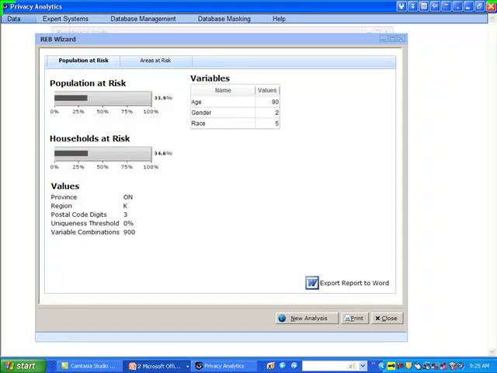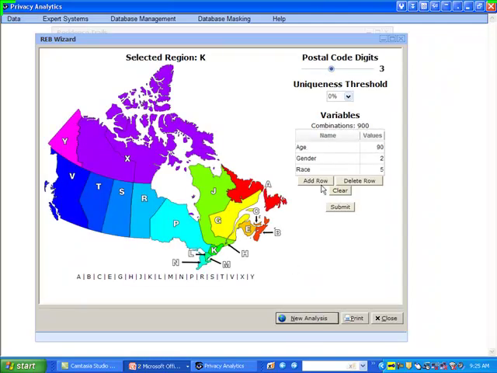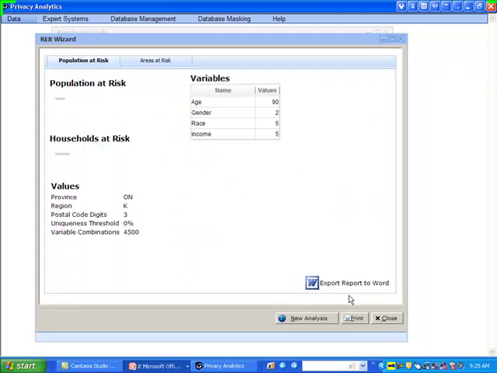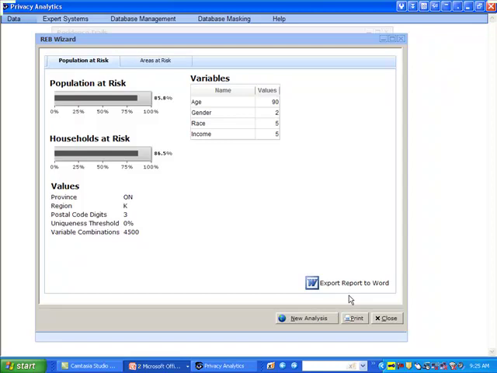So this is not just limited to the basic demographics of postal code, date of birth, and gender. As you add other pieces of information like race, you already are at 34%. If we add another variable, let's say income, and let's assume there's another 5 possible values for income, then essentially most of the population will be at risk of being unique, basically, in Eastern Ontario.